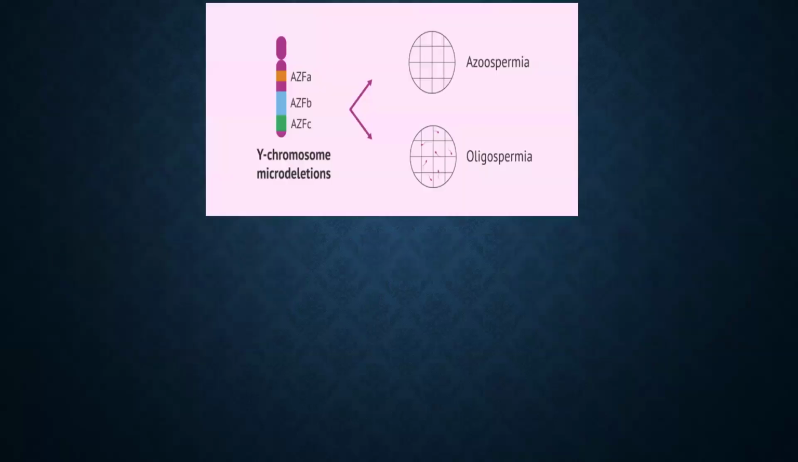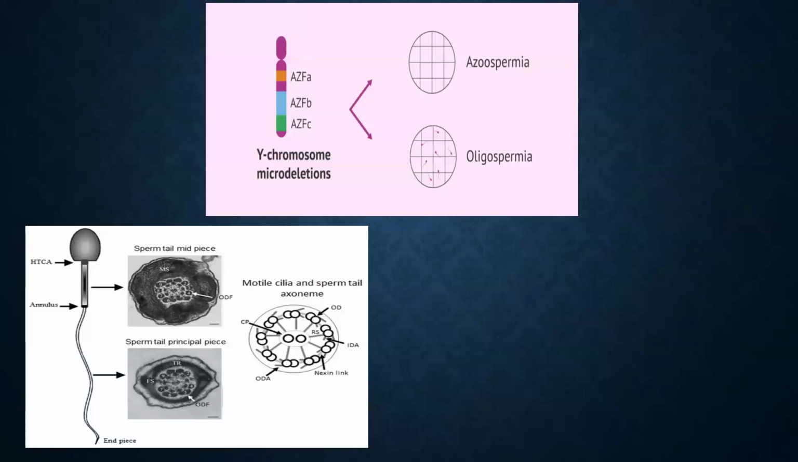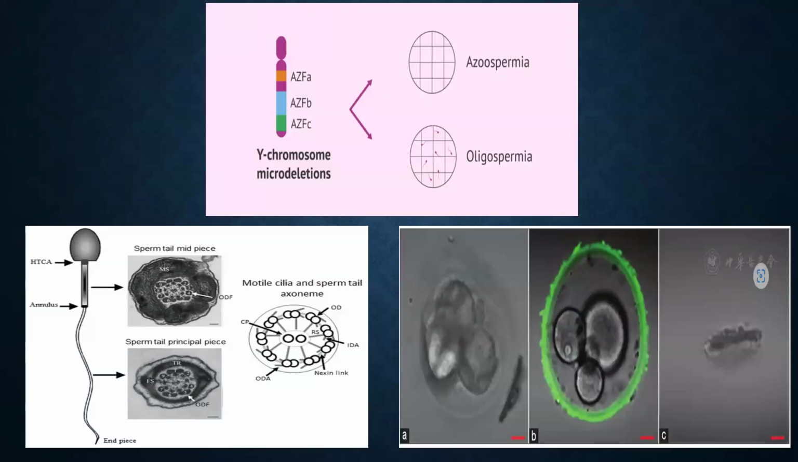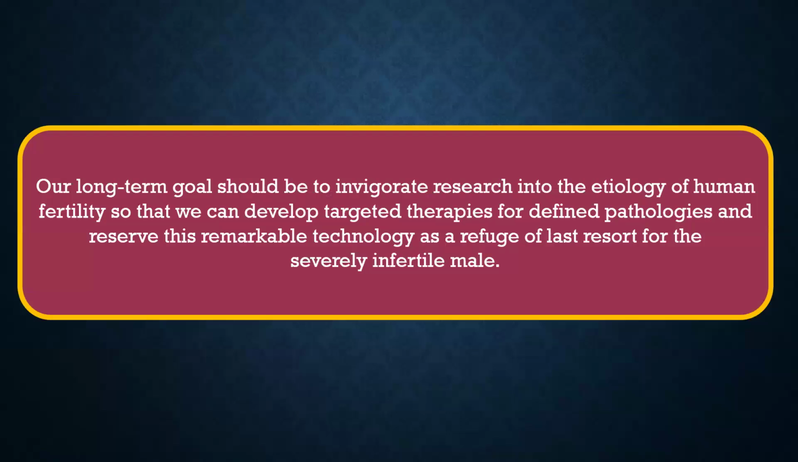This journal states that more and more use of ICSI for cases such as AZFc deletions, primary ciliary dyskinesia, and zona pellucida 4 mutation may propagate all these mutations in our progeny, which will affect the fecundity of the species. So it states that our long-term goal should be to invigorate the research into the etiology of infertility, so that we can develop targeted therapies for defined pathology and reserve this remarkable ICSI technology as a refuge of last resort for severely infertile men.